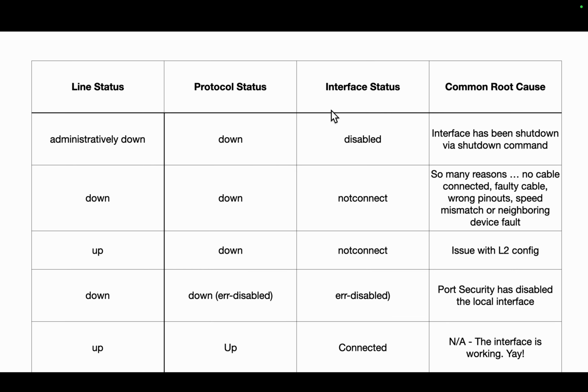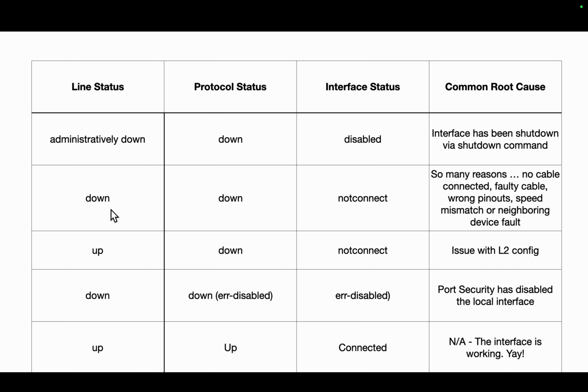Okay, and this is just some more. This is a description of what each of these mean. So if you have line status of administratively down, protocol status of down, and an interface status of disabled, that normally means the common root cause is the interface has been shut down via shutdown command. So normally an administrator has shut that interface down, or disabled that interface.